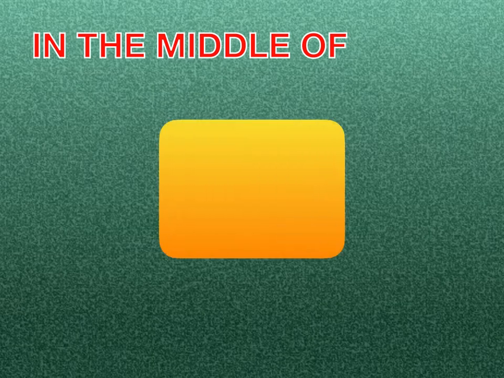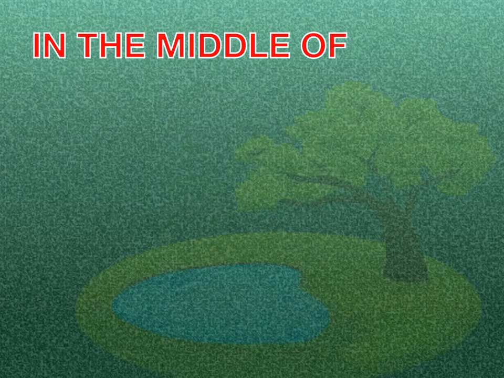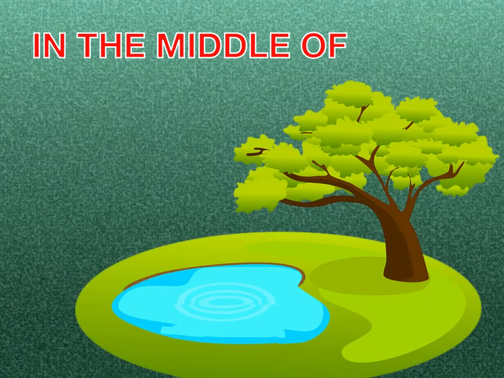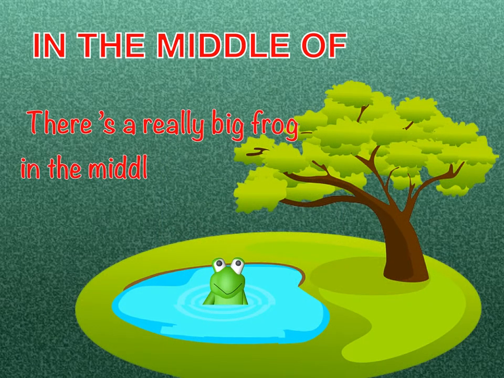Next, we have in the middle of something. So we have an orange area here, and in the middle is a red spot. And anywhere close to the center is okay when we say something is in the middle of something else. Here's a nice example. Very cute.